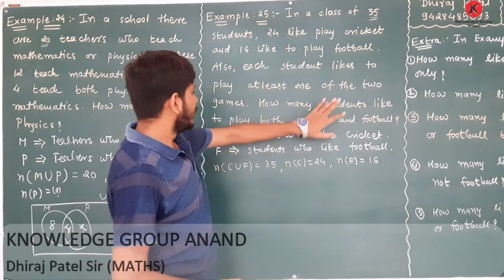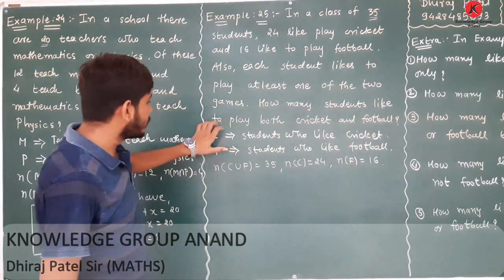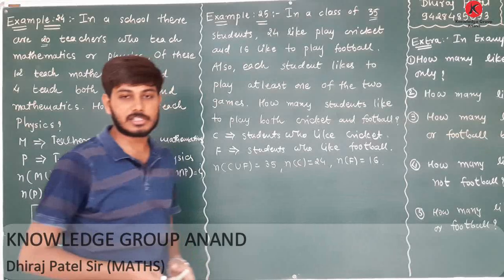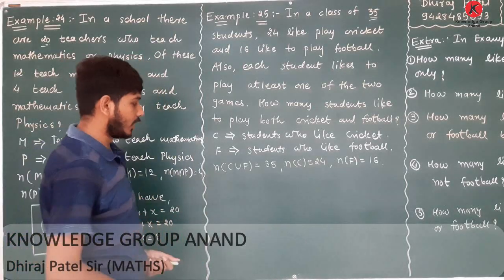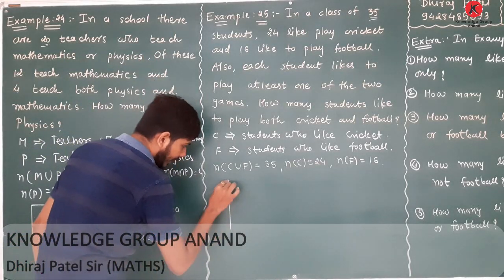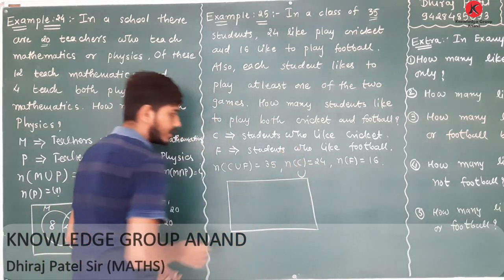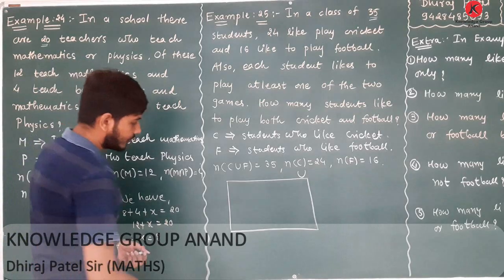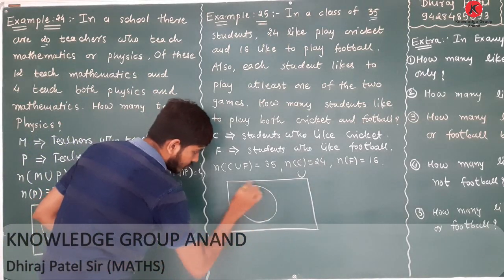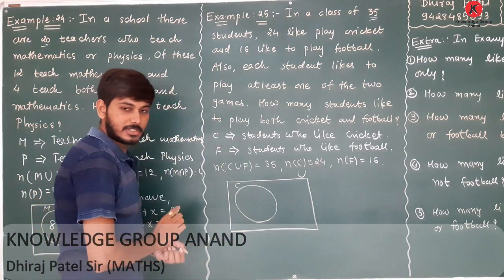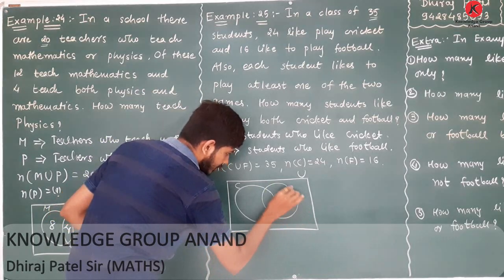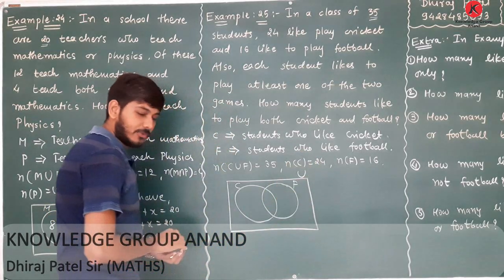And how many students like to play both cricket and football? This is your question. First of all, draw the Venn diagram for this data. I am drawing this Venn diagram for this data. Suppose this is your universal set. This is your set for cricket, that means C. This is your set for football, which is F.